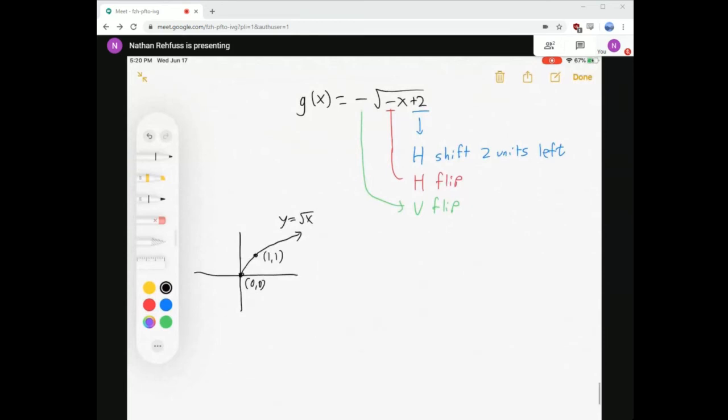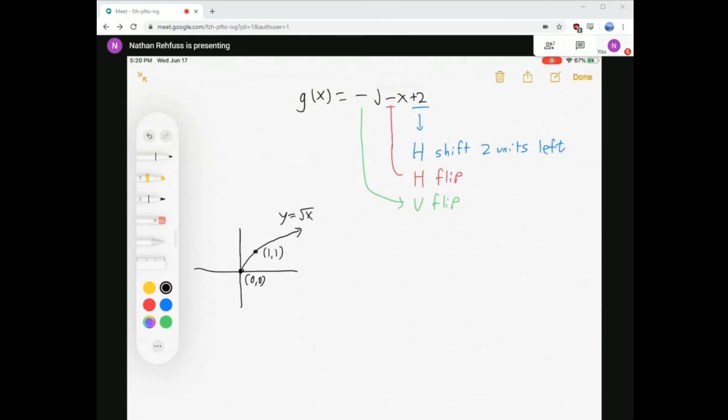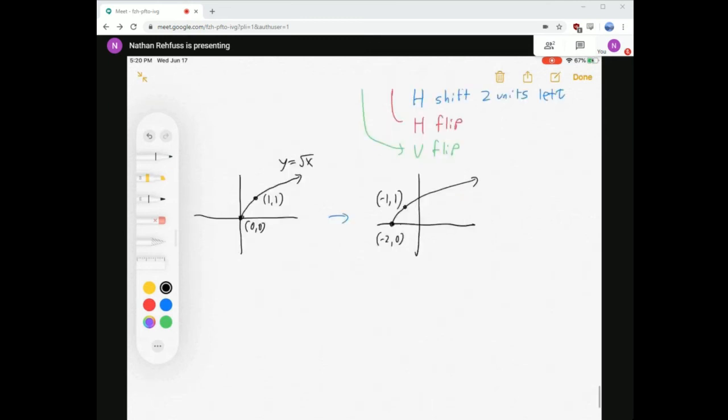And now I need to do a shift 2 units to the left. How's that going to look? Everything will move to the left. So (0, 0) is now (-2, 0), and (1, 1) is now (-1, 1), because 1 minus 2 is -1. The next two are pretty easy. I need to do a horizontal flip.